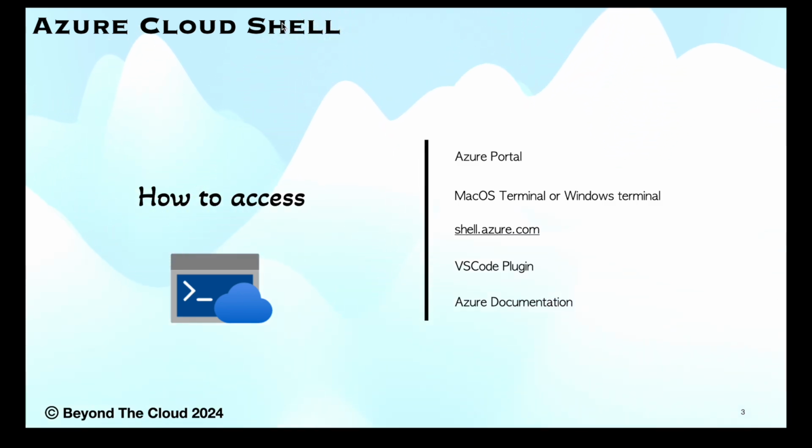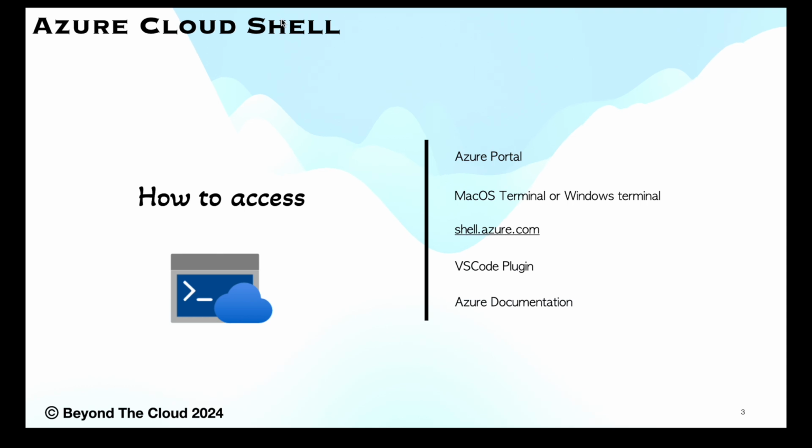Apart from that, you can also access the Cloud Shell from your mobile, but I don't find it very convenient to use my mobile to access it, though you can definitely do that. But I will show you these five ways to access the Azure Cloud Shell. So let's go and do our practical.